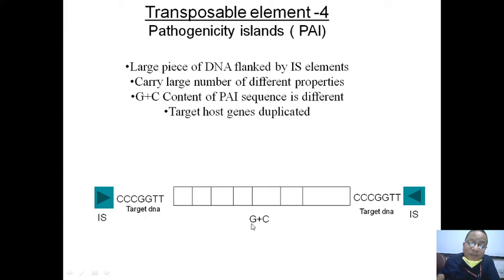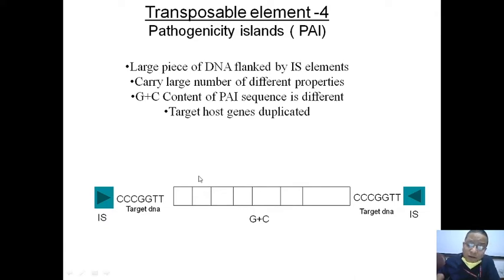First is that the G plus C content, the guanosine and cytosine component, in this fragment is much different than what you find in the rest of the chromosome. Suppose in this particular strand of DNA the G plus C content is about, say, 56%, whereas in the rest of the DNA this can be 46%. Just to give you an example. So the first point to identify a pathogenicity island in Salmonella typhi is their G plus C content.